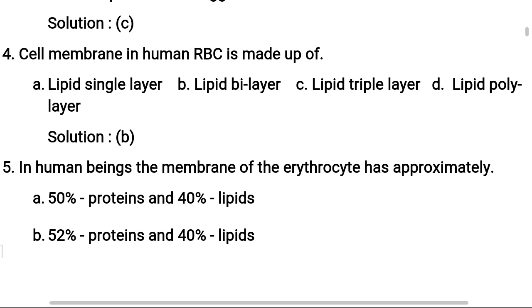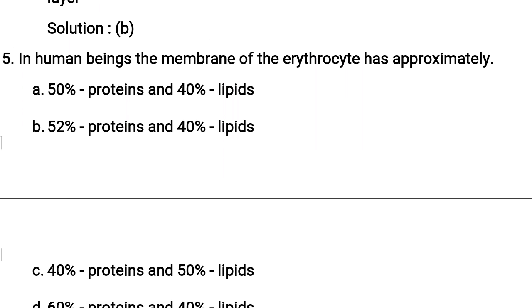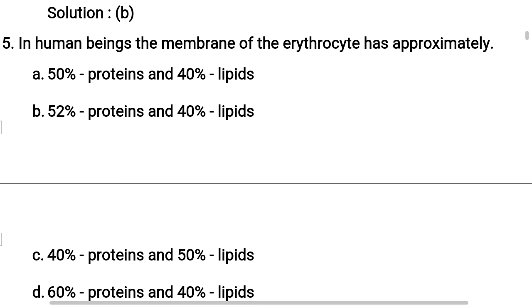Why is the name itself known as lipid bilayer? Because lipids are present as two rows, top and bottom. Two rows are present in the plasma membrane. Understood? Now, fifth question. In human beings, the membrane of the erythrocyte has approximately.